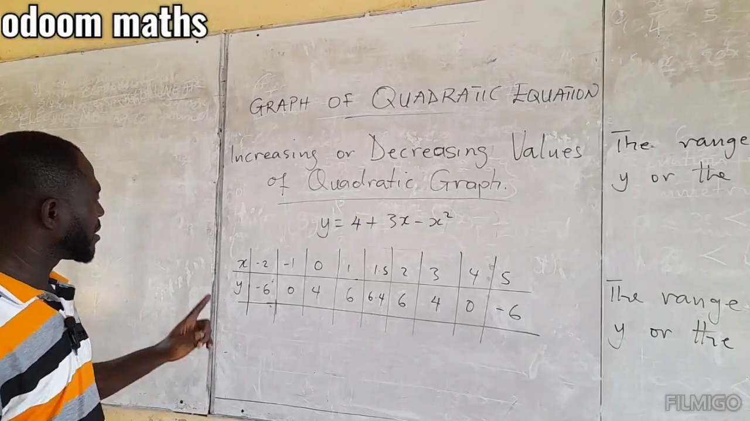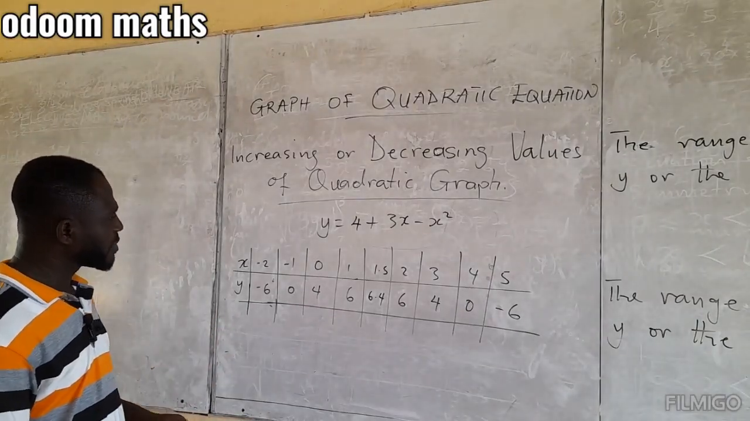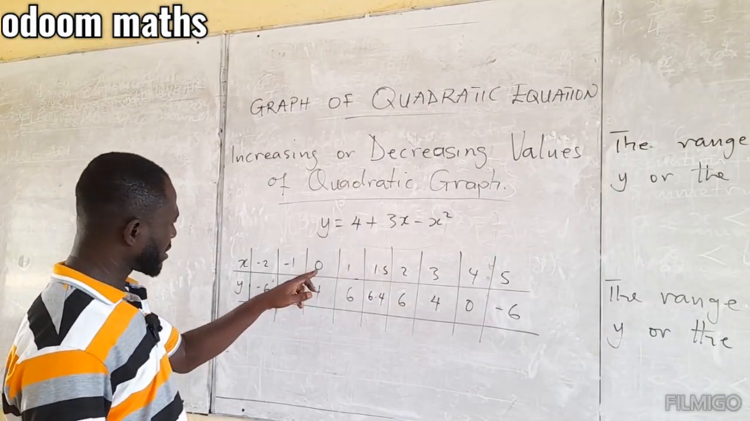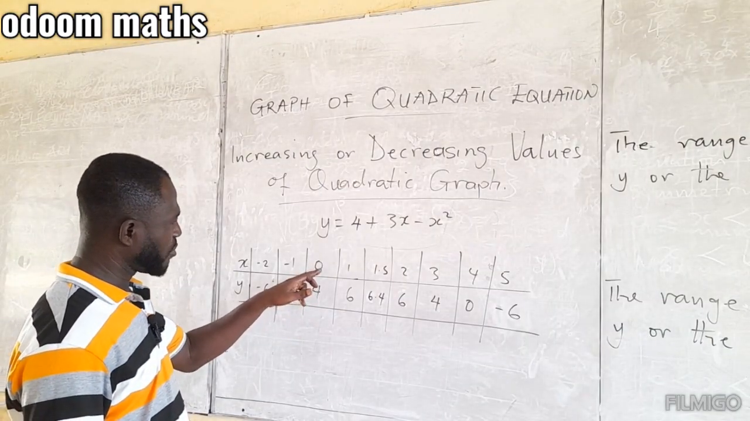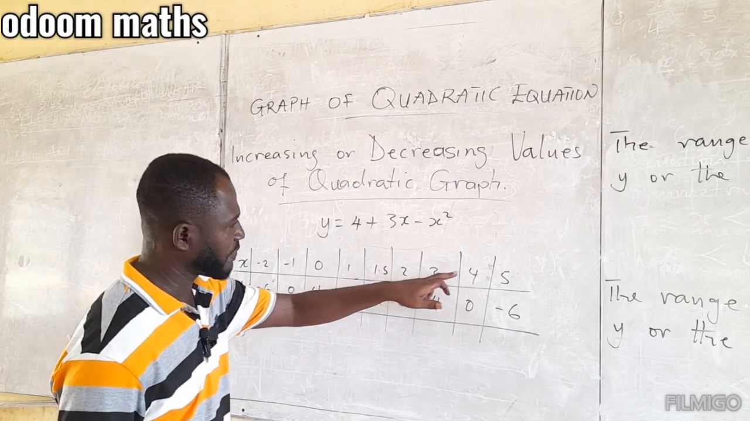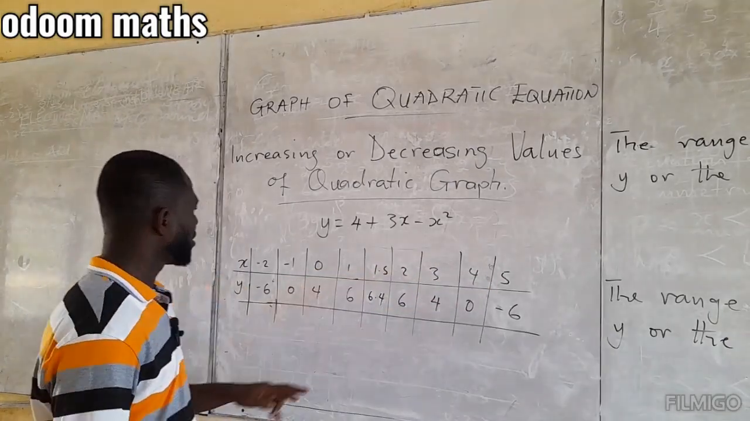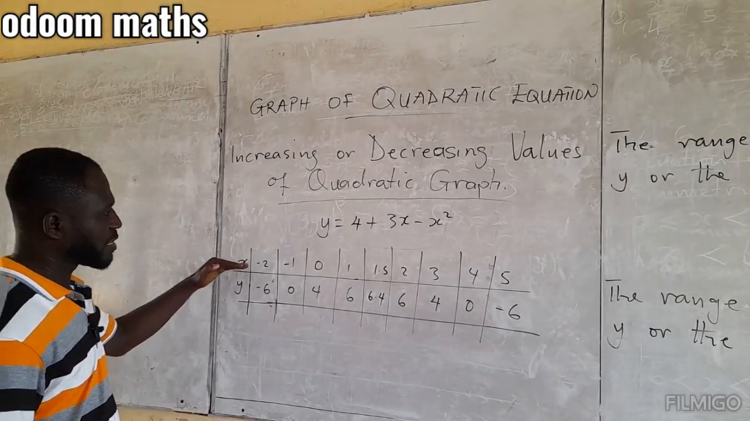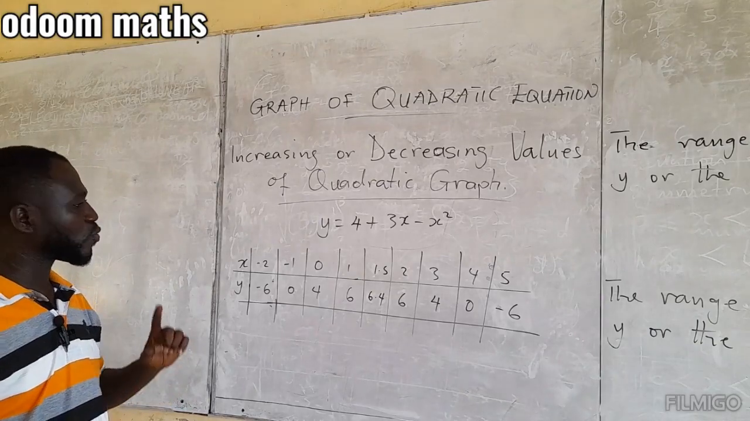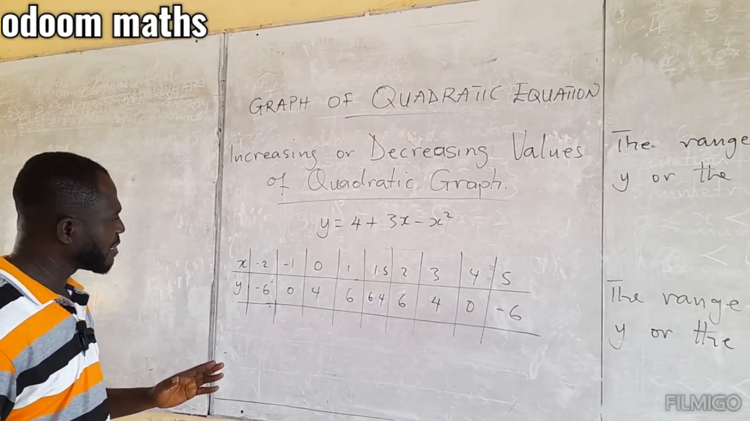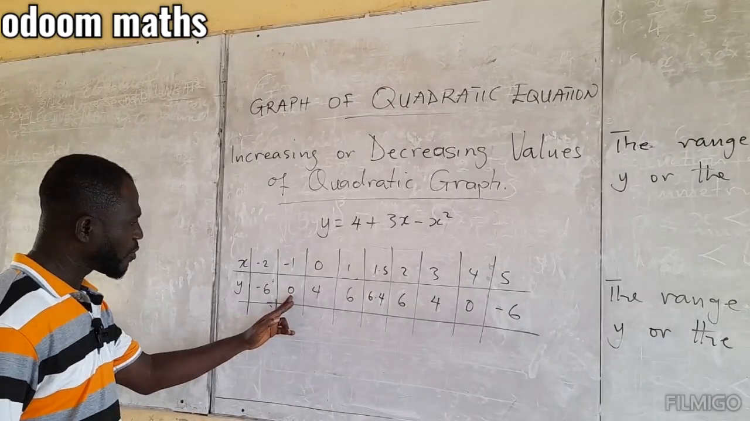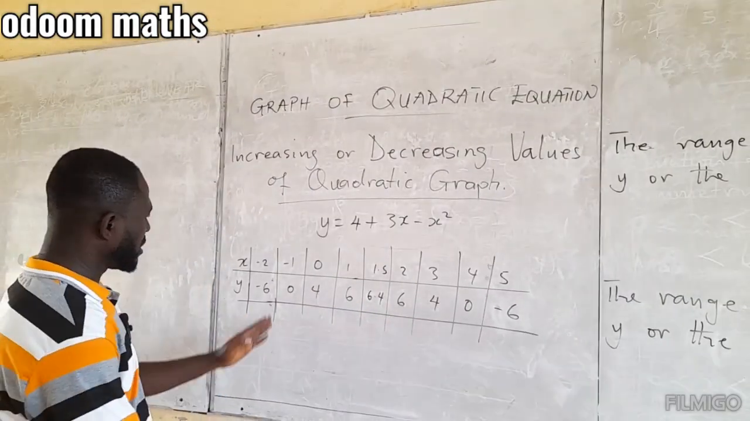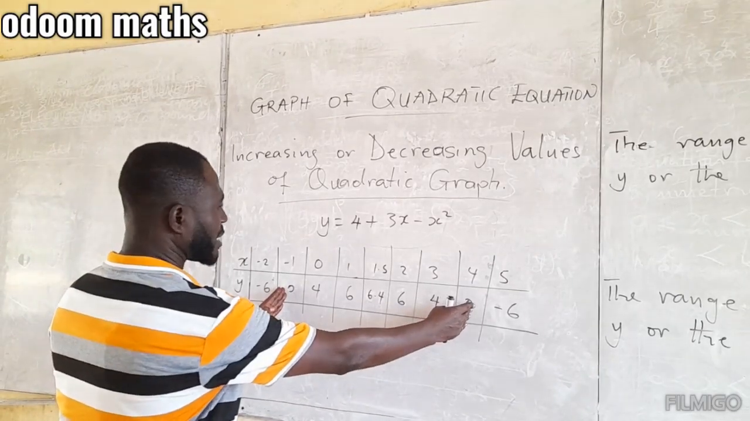Okay, so from the table we can see the x values: 0, 1, 1.5, 2, 3, 4. So this is the x value, but we are to concentrate on y. So y increases from 0 to 6.4.